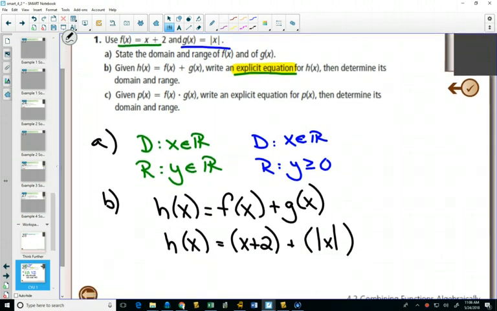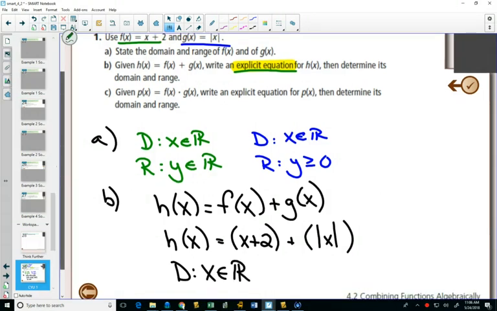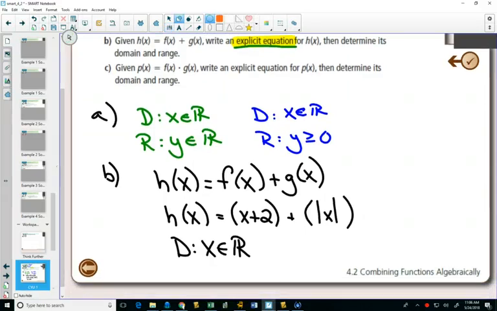Determine its domain and range. The easy one is the domain. When you look at the explicit equation, are there any non-permissible values in that equation? If there isn't, which there isn't, then your domain is everything. The range, though, is a little bit more difficult.